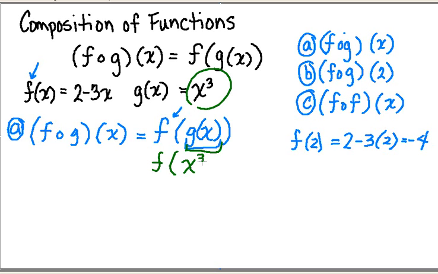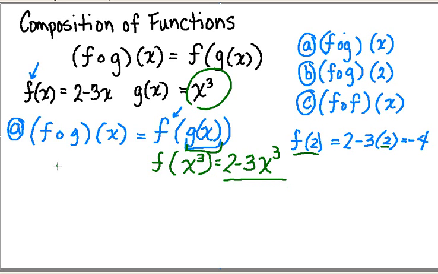Now I have something that looks an awful lot like this f of 2. I went to my f function, wherever I had an x, I plugged in a 2. So now I'm going to go to my f function, wherever I have an x, I'm going to plug in x cubed. So it's going to be equal to 2 minus 3x cubed. And that is what f of g of x is, 2 minus 3x cubed.